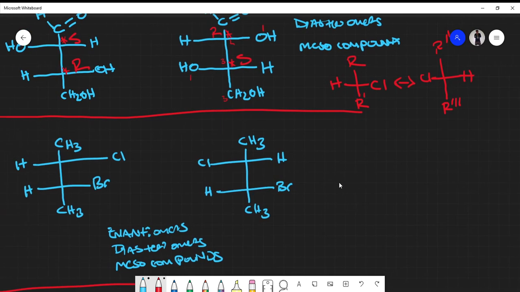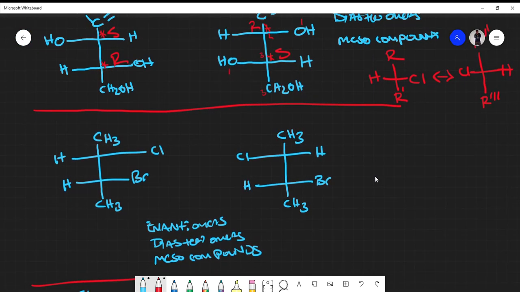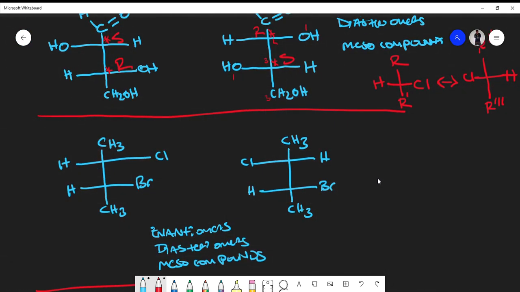Okay, so let's do this one. Pause the video and actually try to get it correct. Are these enantiomers, diastereomers, or meso compounds? The first thing, like I said before, is I always try to identify if I have any chiral centers. And in fact, this is a chiral center, right? I have 4 different things bonded to this carbon. So we've identified that we actually have 2 chiral centers in our molecules.